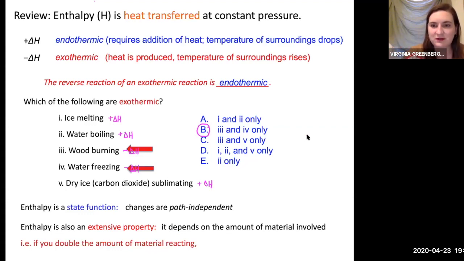And I'm sure you've experienced this in real life. You know, to melt an ice cube at room temperature doesn't take very long. But then those giant mounds of snow that accumulate in parking lots from people plowing, those take forever to melt, right? Because they're large, they require more heat. Okay, so if you were to double the amount of material that you react, you'll double the enthalpy change.